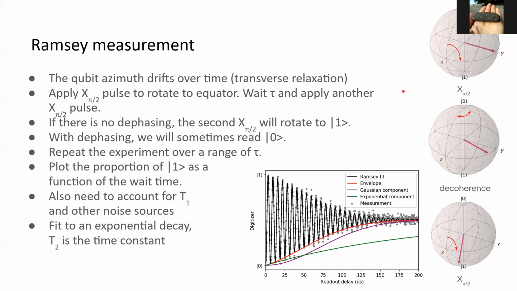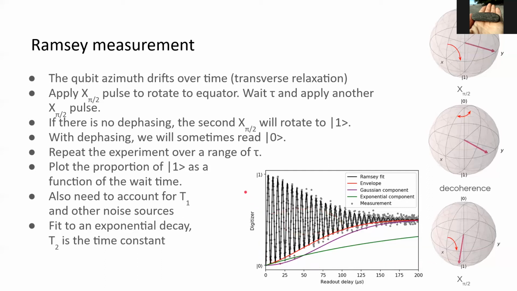So the scheme to test this is we start by applying an x pi over 2 pulse to rotate from the 0 state down to the y-axis. And then we're going to wait some time tau, and then follow with another x pi over 2 pulse. And if we had no decoherence, then that would bring us right down to 1 every single time. But there will be decoherence. So when we rotate by our x pi over 2, it will bring us not quite to 1. So then we will usually get a 1, but not always. Again, we need to repeat the measurement over a range of tau, and we get a chart something like this.